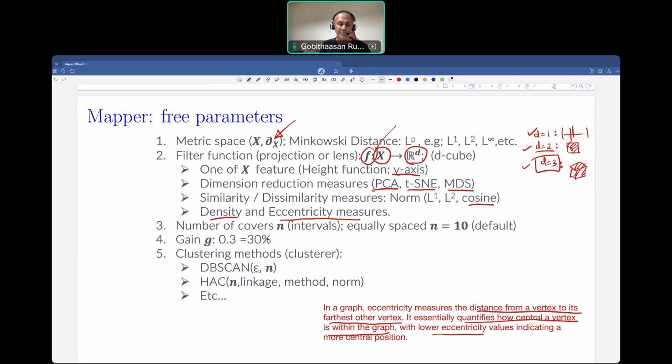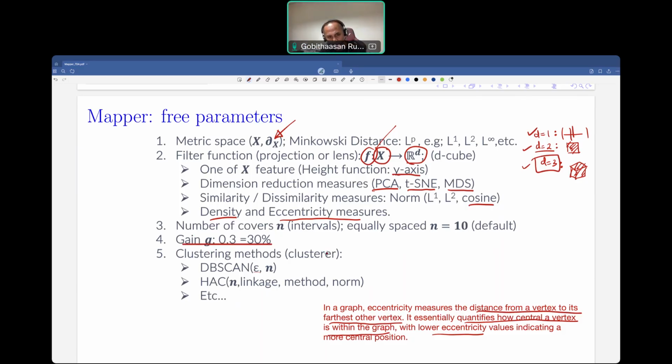And then the number of covers. Previously I just broke it into 4. I take the filter function, break it into 4, and I call each V1, V2, V3, V4. These are all covers. We can also call them intervals. And then gain. Gain is the overlap that we use. We need to overlap the covers in such a way that it is path connected. For example, 30%. I'm going to overlap V1 and V2 by 30%. So you get to set that as well. That's called gain in the mapper algorithm. And then after that, the third step would be clustering. So after you do a pullback, you have your point cloud.